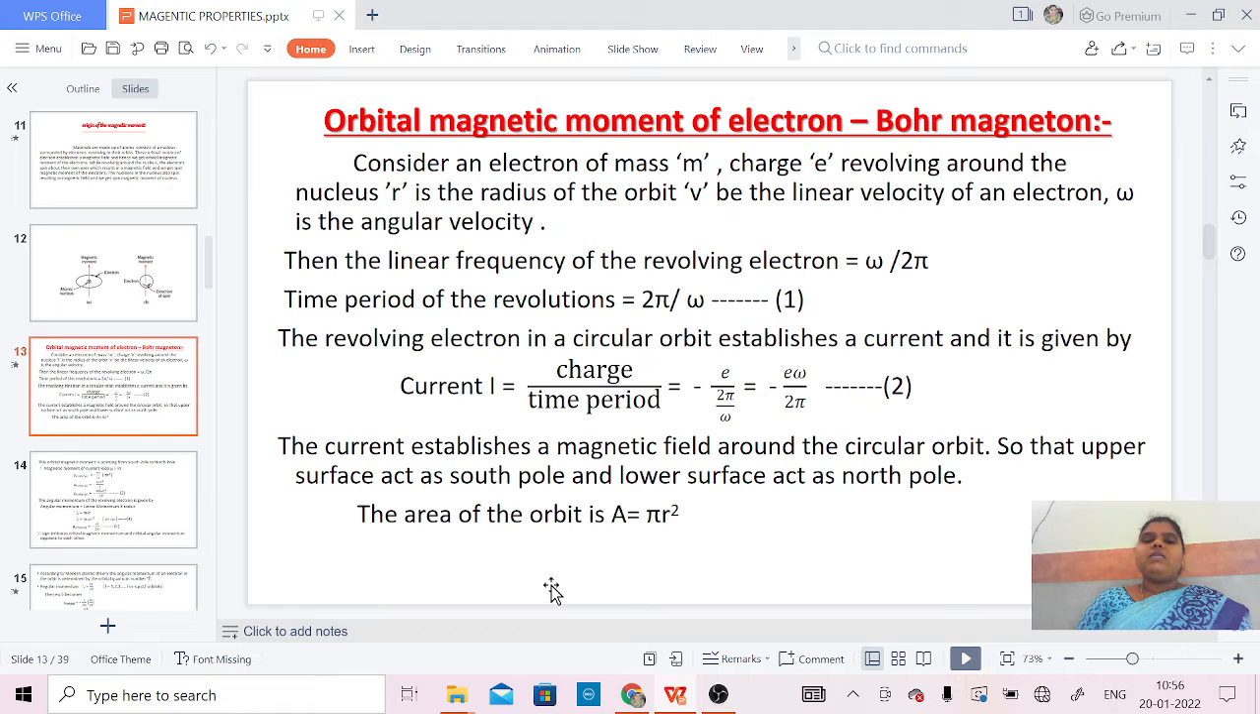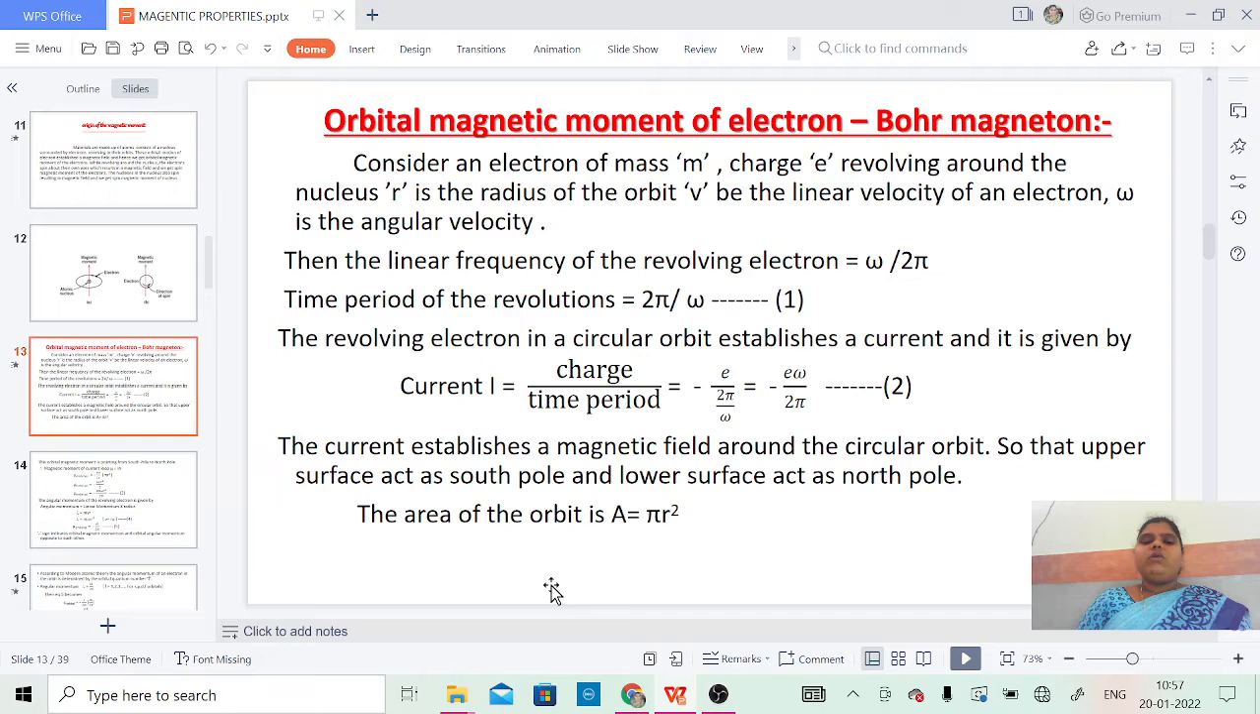Let us see. Consider an electron of mass m and charge e, revolving around the nucleus. r is the radius of the orbit, v is the linear velocity of the electron, and omega is the angular velocity. Then the linear frequency of the revolving electron equals omega by 2 pi, so the time period of revolution equals 2 pi by omega.